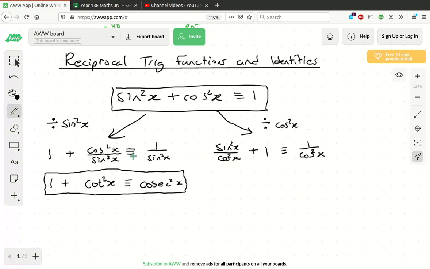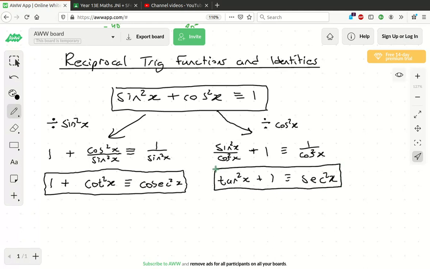Sine squared over cos squared, just like cos squared over sine squared, but this time upside down. So that's going to be tan squared x plus 1. And then 1 over cos squared is sec squared. So I normally think of it in my head the other way around. 1 plus tan squared is sec squared. So we get two identities right off the bat from sine squared x plus cos squared x is 1. I would describe both of these as very important.